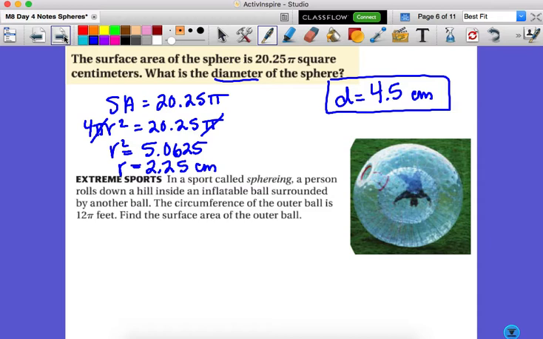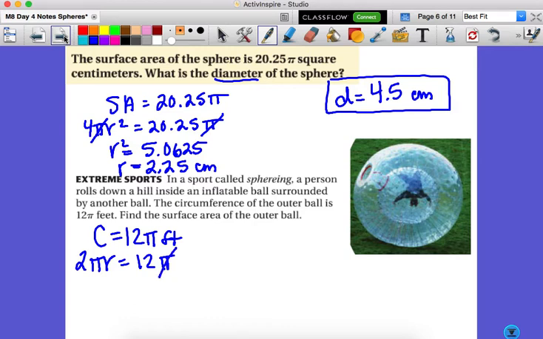So it says, a person rolls down a hill inside an inflatable ball surrounded by another ball. The circumference of the outer ball is 12 pi feet. So my circumference is 12 pi feet. Find the surface area of the outer ball. So remember that your circumference formula is either 2 pi r, or we can think of it as pi times diameter. Either way will work. Since I'm going to need my radius in the surface area formula, I'm going to use 2 pi r.